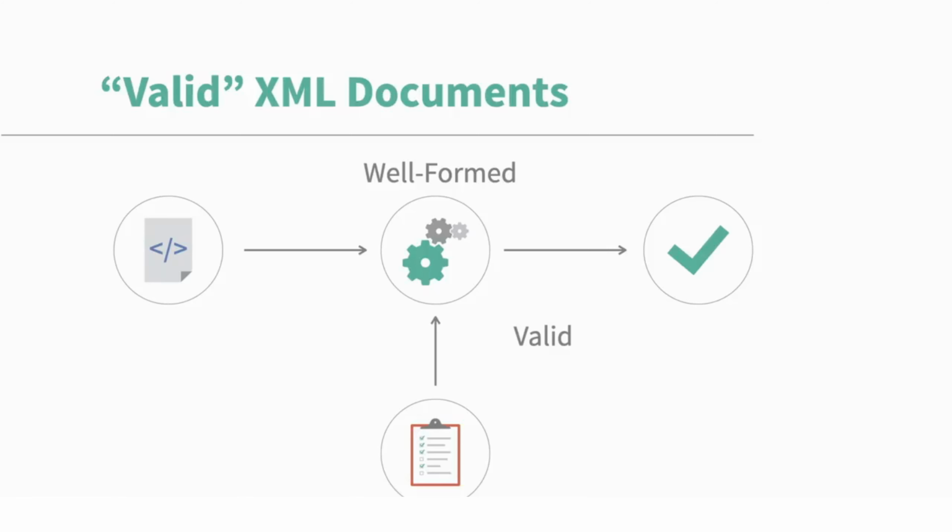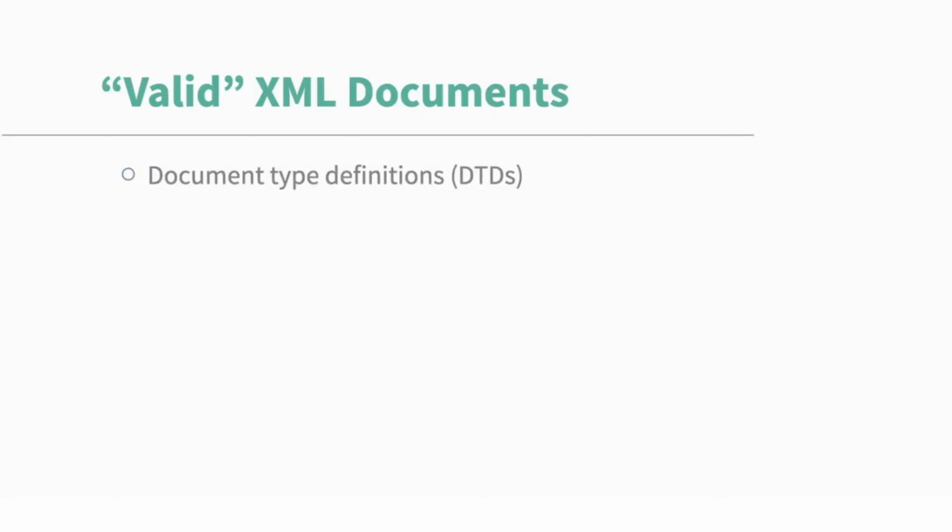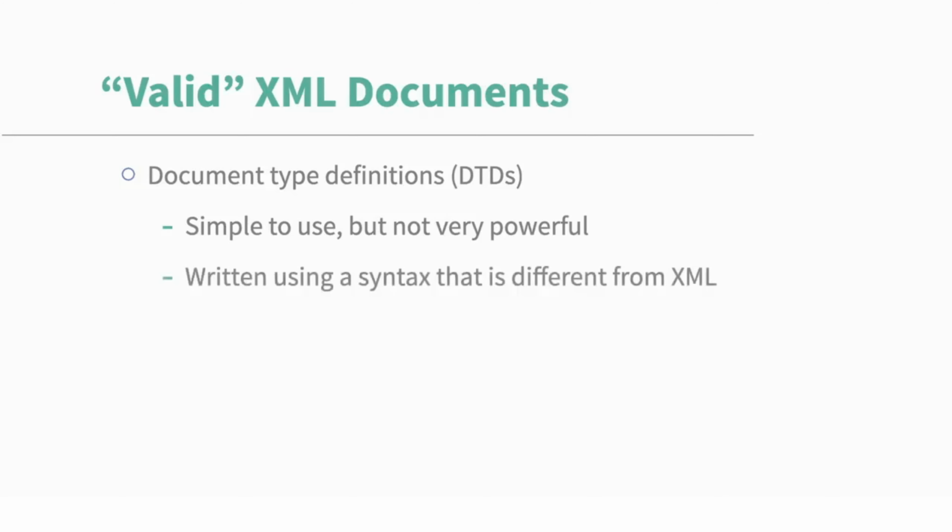So there are a couple of ways to do this. The first way is called document type definitions, also known as DTDs, and the second way is called XML schema. Document type definitions are simple to use, but they're not very powerful. They give you basic ways of making sure that certain content meets basic rules. They're written using a syntax that's somewhat different from XML. It's similar, but it's not exactly the same.